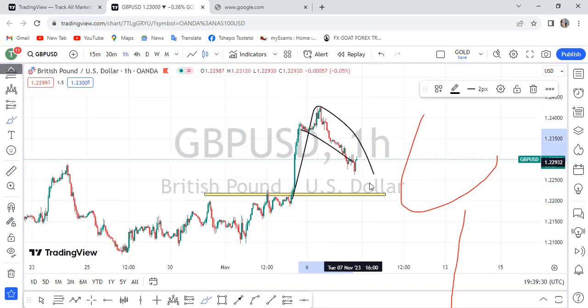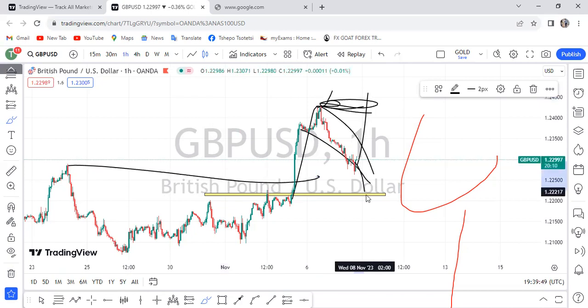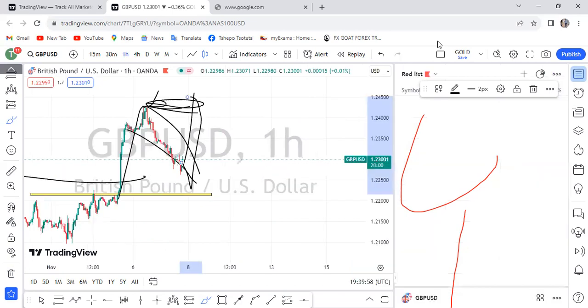So we might wait for a continuation to reach this level, but my confirmed entry will be the minute it starts to break this level. That's when I will start looking for those buying opportunities. So far, I won't take an entry because for me, it's not yet confirmed, but I'm looking for those buying opportunities for the long term on GBP USD. I don't know if you have something different to what I'm saying.